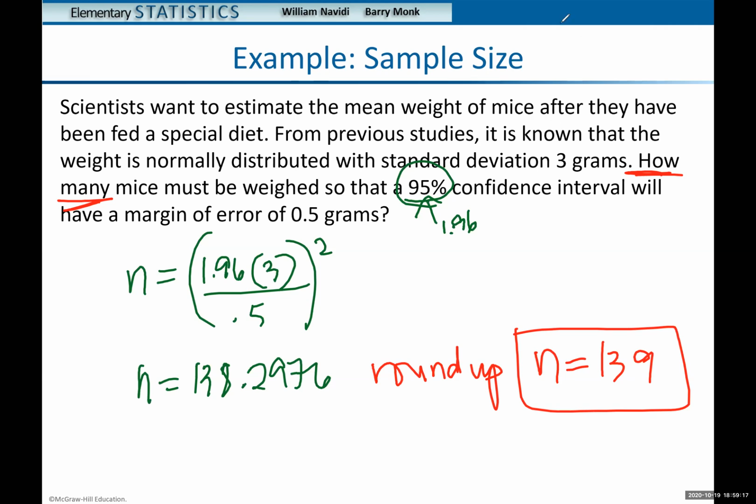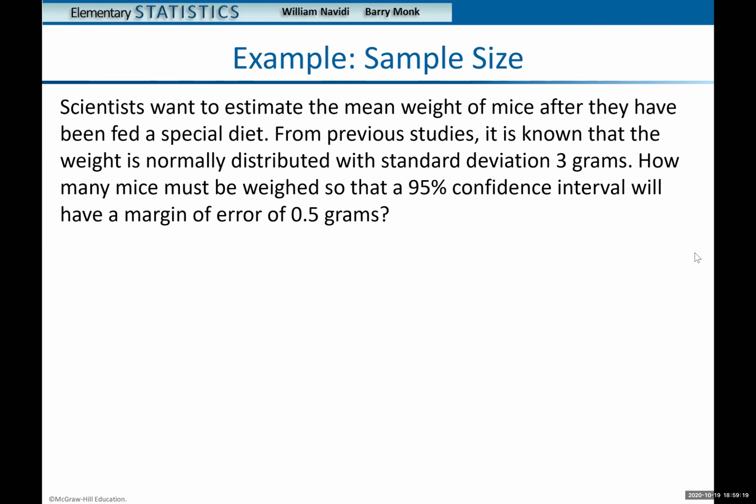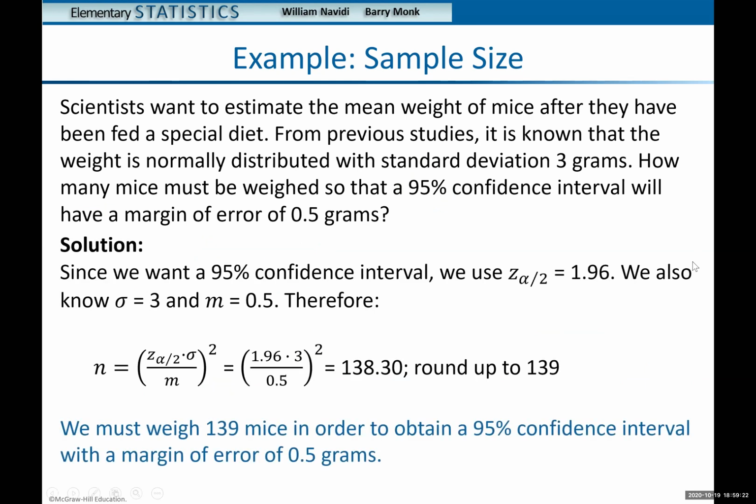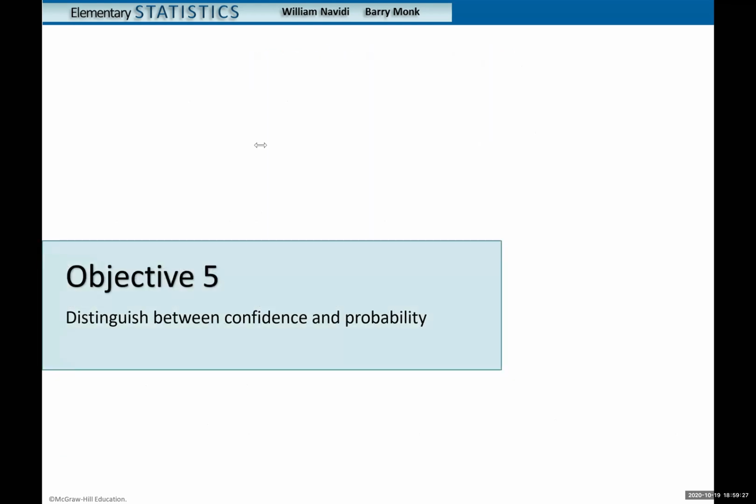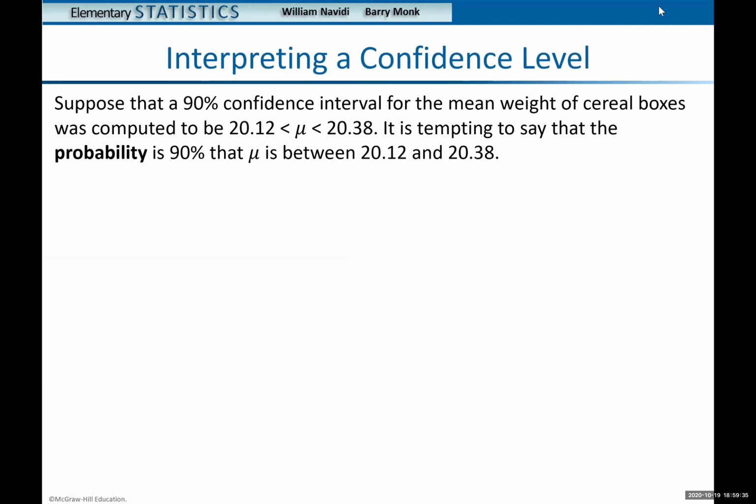All right, I think this is the last one. Distinguish between confidence and probability. Suppose the 90% confidence interval for the mean weight of cereal boxes was computed to be 20.12 and 20.38. This is what we got earlier. It is tempting to say that the probability is 90% between those two.